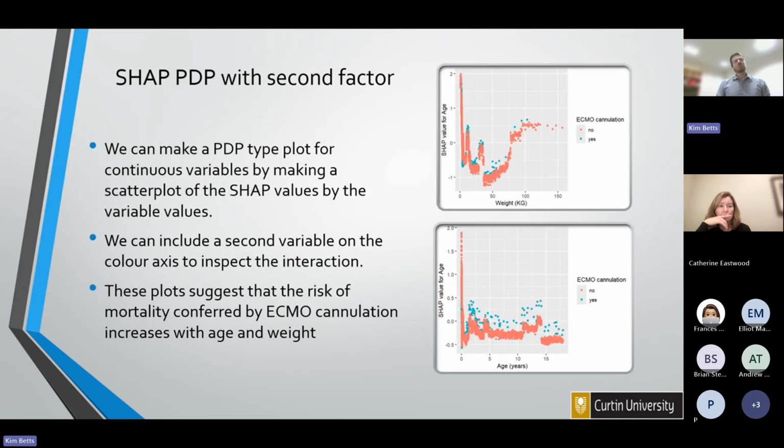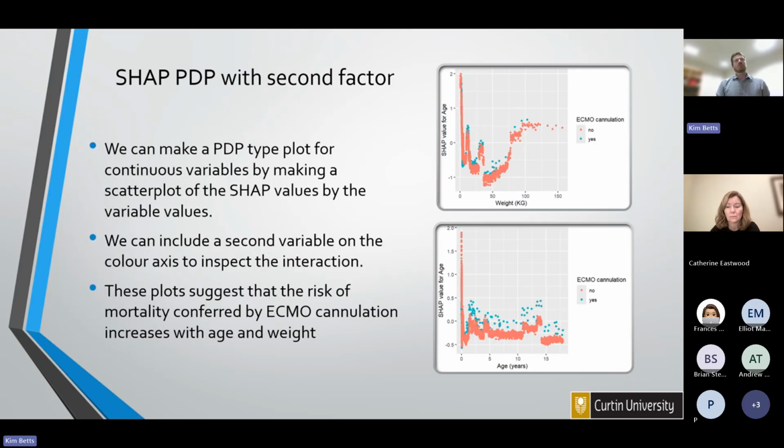So the next thing to do is to explore the interaction between age and weight and ECMO cannulation. We do this by building a kind of PDP plot, where we take, and there's a mislabeling here, the y-axis on the top plot should be SHAP value for weight. So it's the variable by its own SHAP value. On the x-axis is just the weight or the age, and on the y-axis is the SHAP value. Each patient is represented as a dot point. It's just a scatter plot, but then we color code these by ECMO cannulation, yes or no.